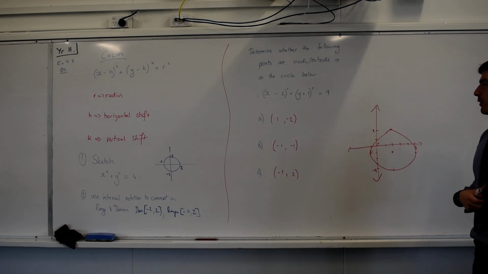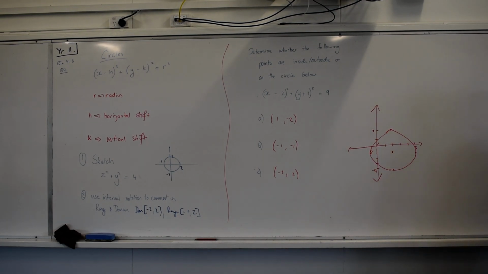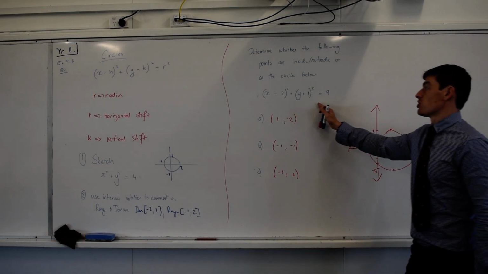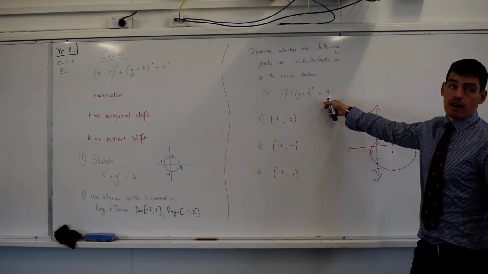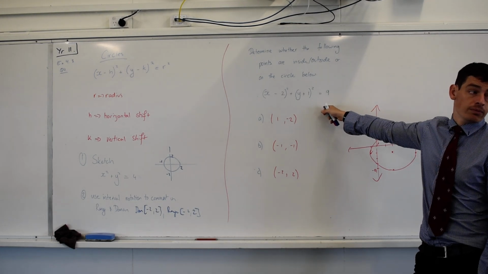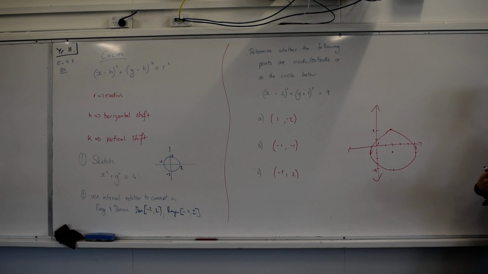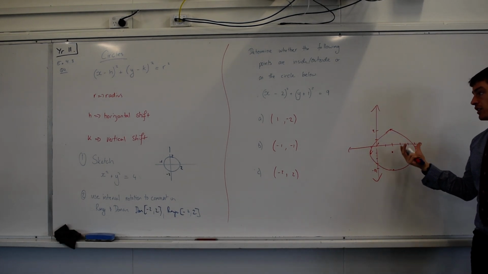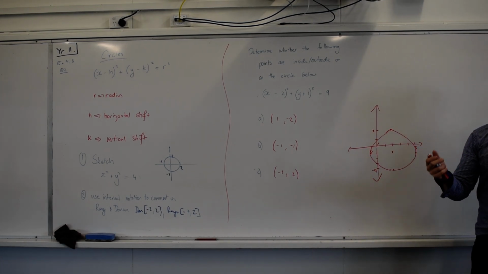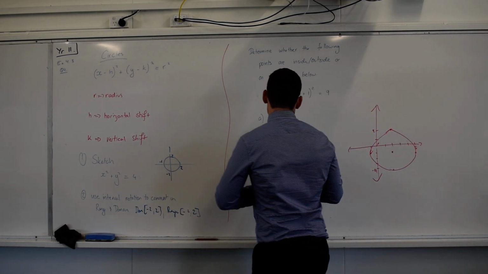Now, to find out whether a point is inside or outside our circle or on our circle, we just need to shove our values in and see if it's greater than, less than, or equal to 9. If it's less than 9, it's going to be inside. If it's greater than 9, it's going to be outside. If it's equal to 9, it's going to be on the circle. Cool?